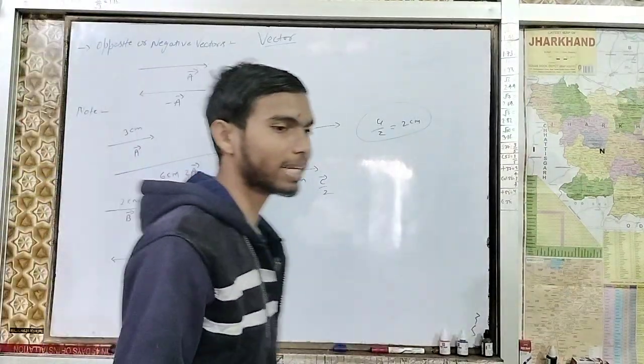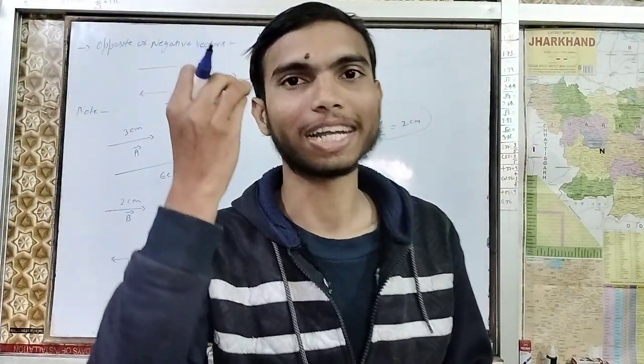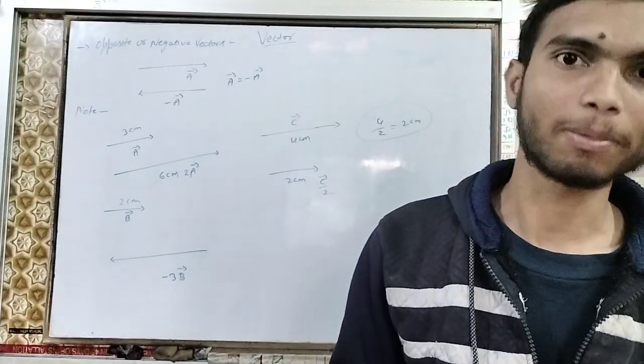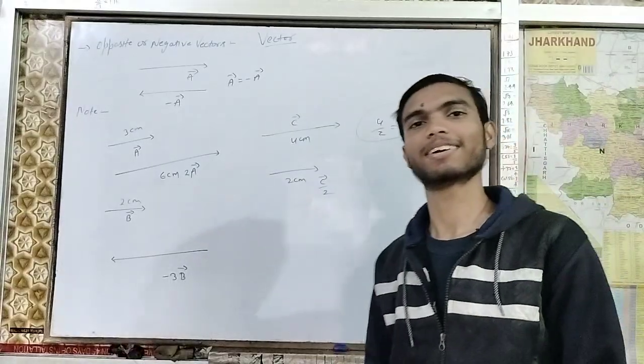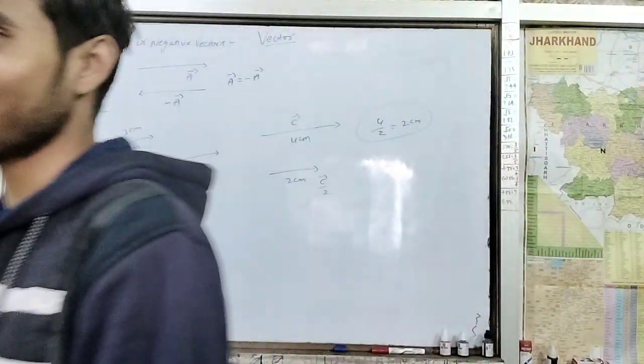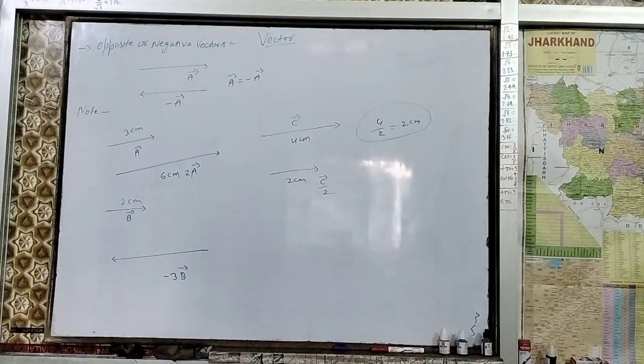If you are dividing any vector by a negative number, what will happen? Direction will change, that's it, and magnitude will decrease, because we are dividing.